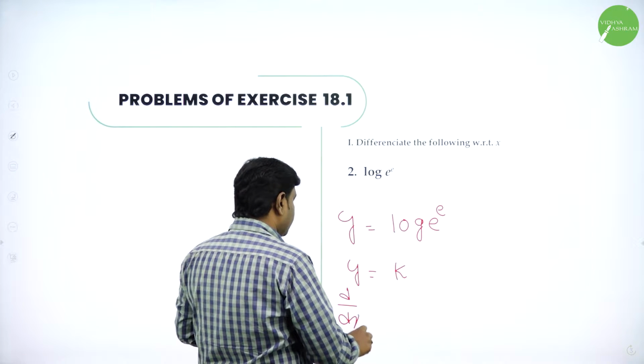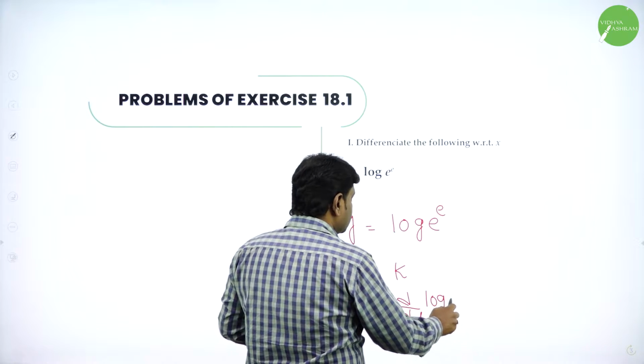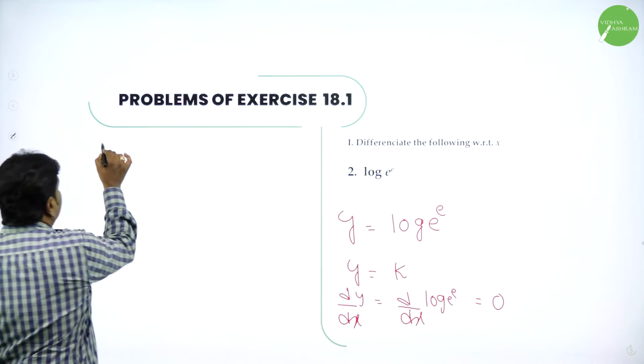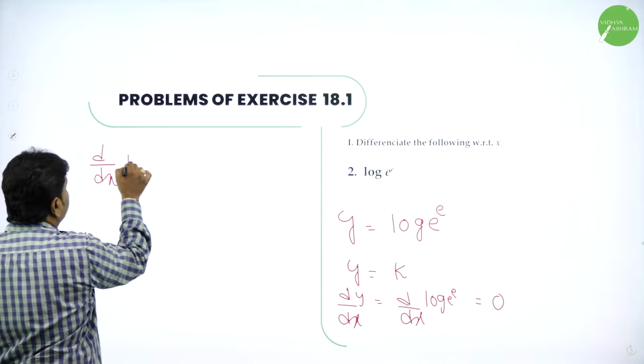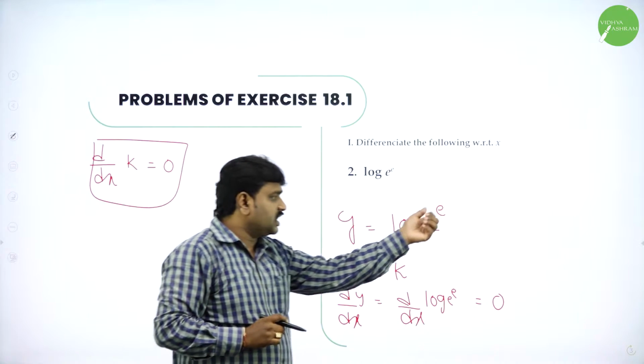D by dx of y is equal to d by dx of log base e. So derivative of log e is what? 0. Because we have a rule. What is the rule I taught you? D by dx of k is 0. K means constant. So log of constant, e power e is constant.